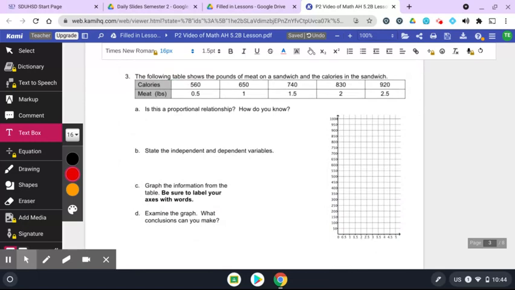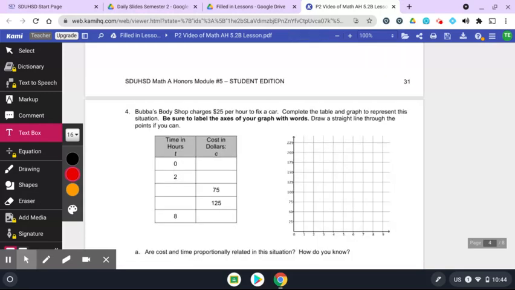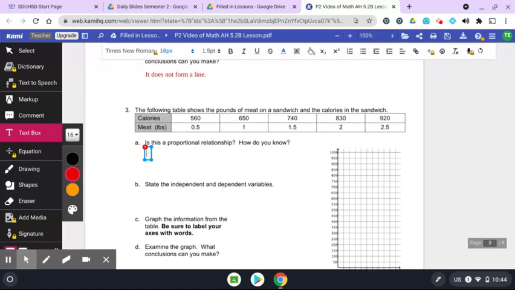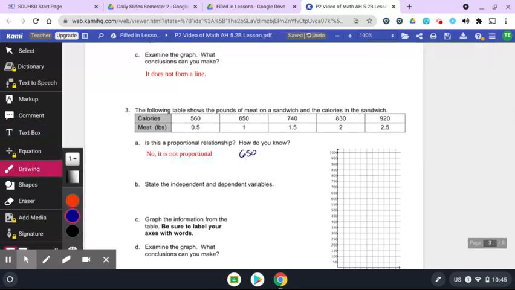The following table shows pounds of meat on a sandwich and calories in the sandwich. All right, well, 1 times 650 is 650, but 2 times 650 is not 830, so I know it's not proportional. Okay, so 650 calories over 1 pound is not equal to 830 calories over 2 pounds.